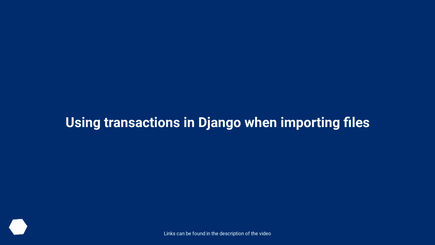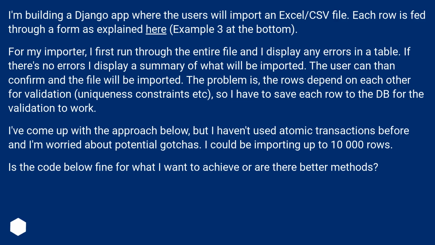Using transactions in Django when importing files. I'm building a Django app where the users will import an Excel/CSV file. Each row is fed through a form as explained here, example 3 at the bottom.